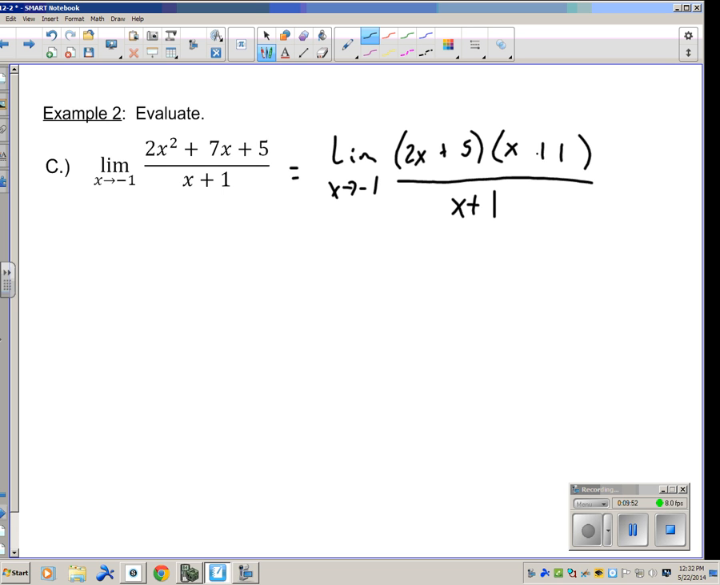And I know they both have to be pluses. The 1 and the 5 might be reversed, so I'm going to check the inners and the outers, and they do end up adding to give me 7x. So there it is factored.